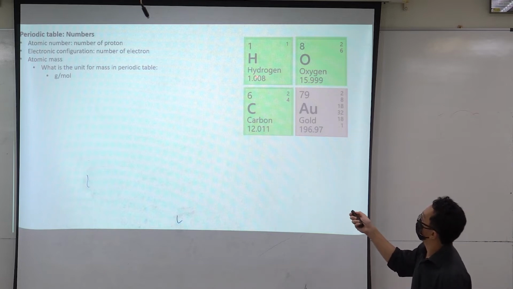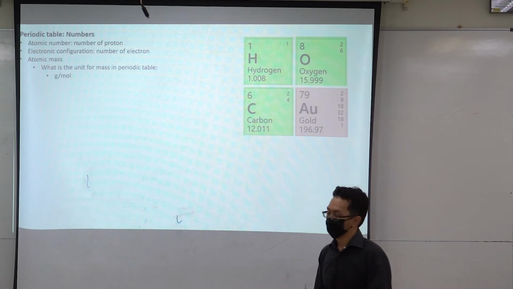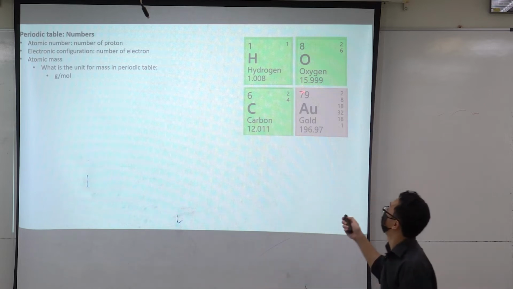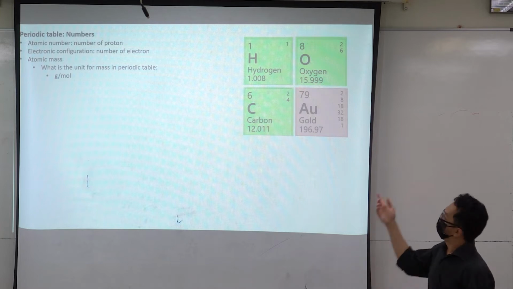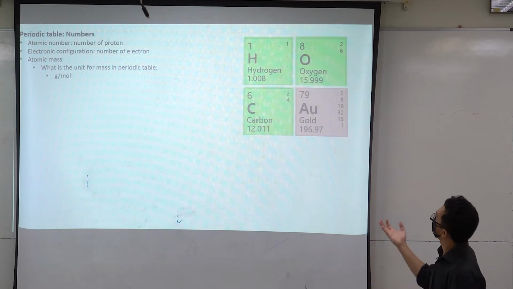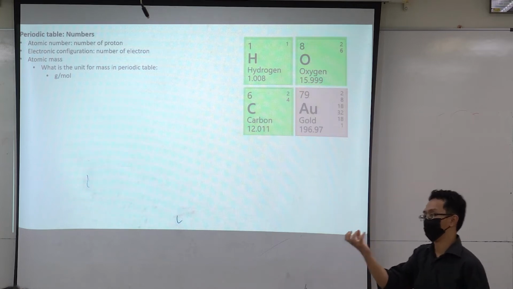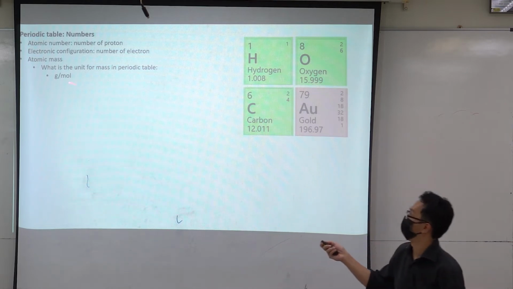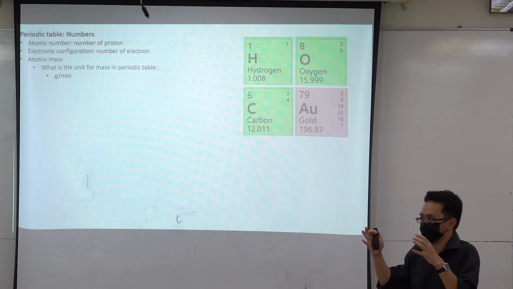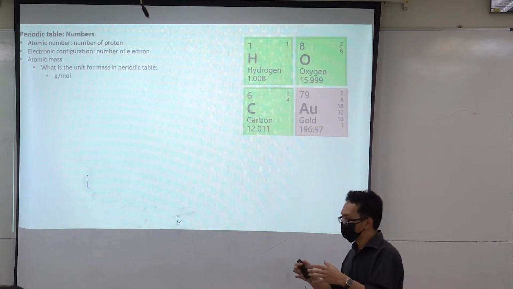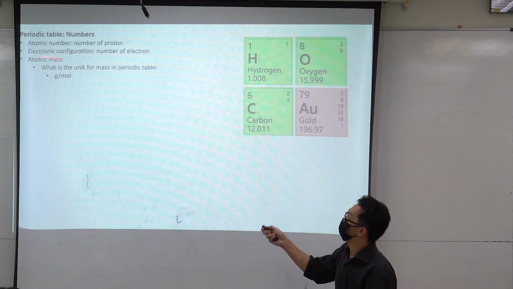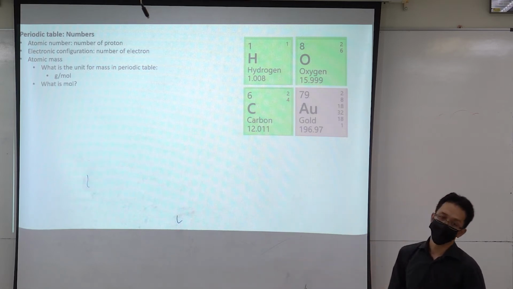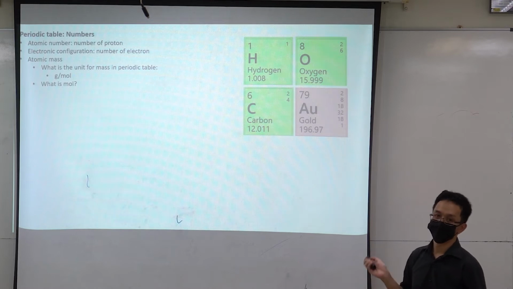You cannot say this 1.008 is in gram, or this 15.999 is in gram. It must be gram per mole. For example, if you say this is gram, 50 gram of oxygen, the one atom of oxygen is not really 15 gram. It must have a mole there. So it's sort of like something inside something. For example, gram inside the mole, gram per mole. So the question now, what is mole? What is mole?